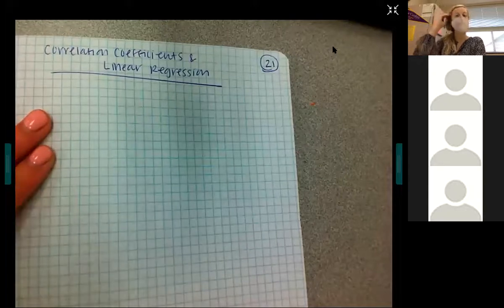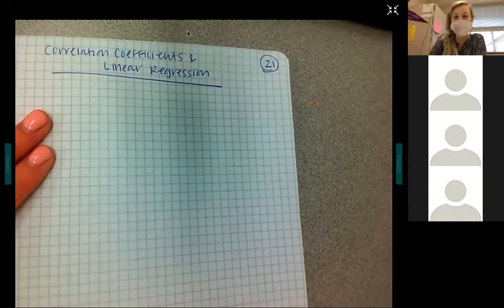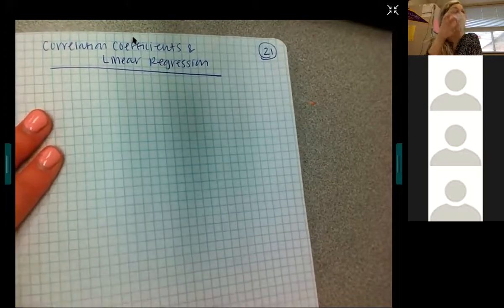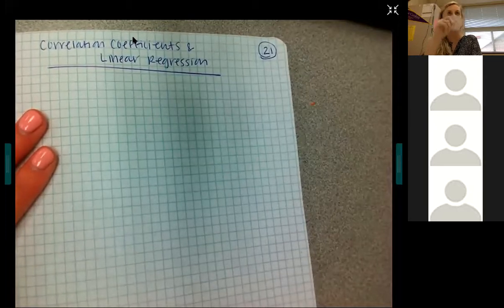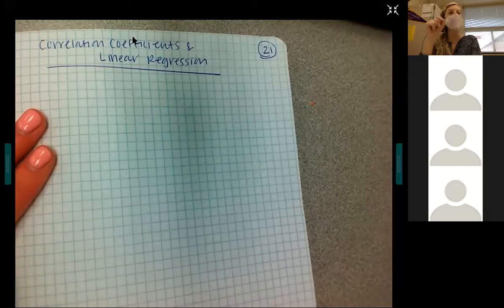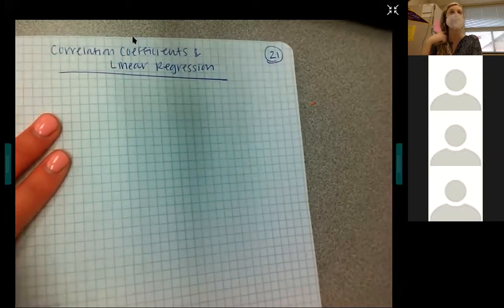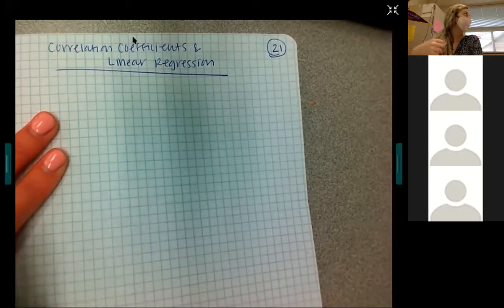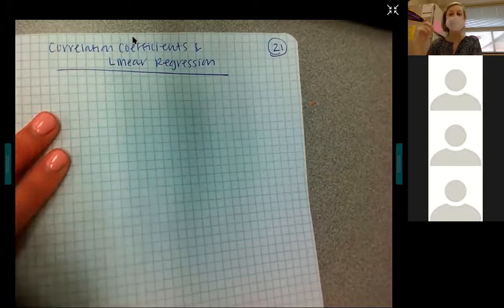All right, so again, I printed the notes for today. If you do not have access to a printer and can't print them, I will tell you what all you need to write, all right? But this title, these words should look familiar. We learned yesterday correlation coefficient. Look at your vocab, flip in your notebook to your vocab. What word did we underline as a synonym for correlation coefficient? R value. Your correlation coefficient is the R value.